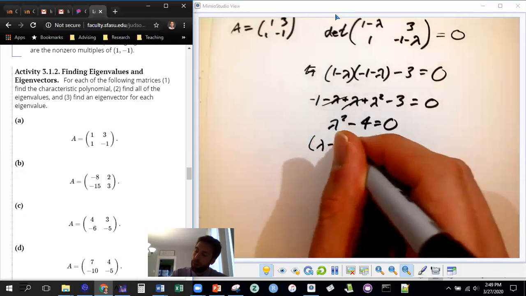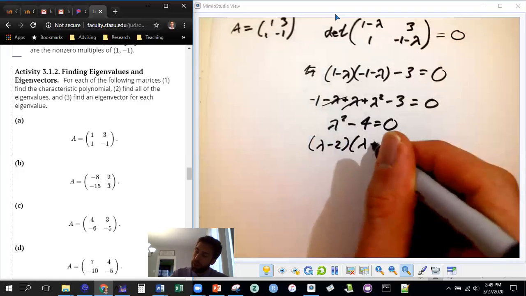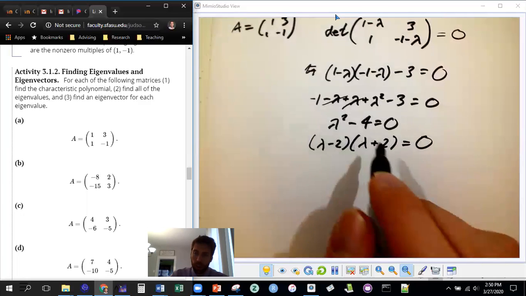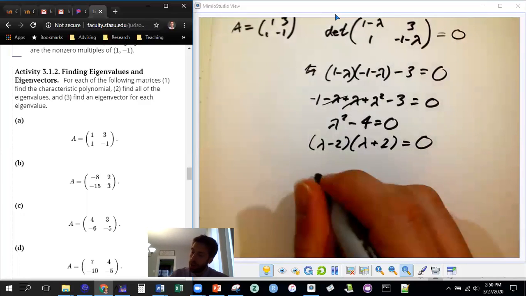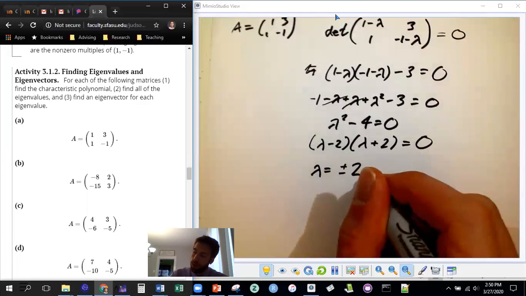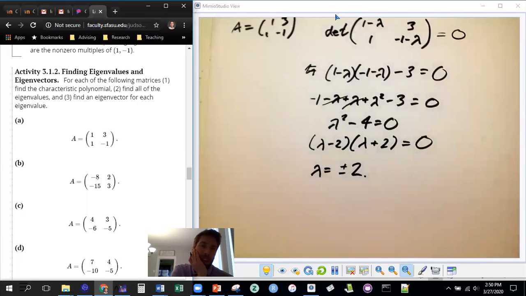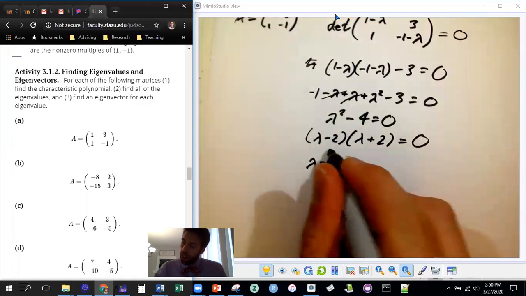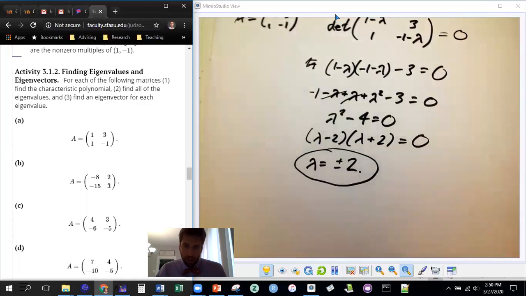Factoring gives me lambda minus 2 times lambda plus 2 equals 0. If these two things multiply together to get 0, one of them must be 0. So lambda equals either 2 or negative 2. Now I've got to find an eigenvector for each eigenvalue. An eigenvalue is a value, it's a number. Eigenvectors are vectors.